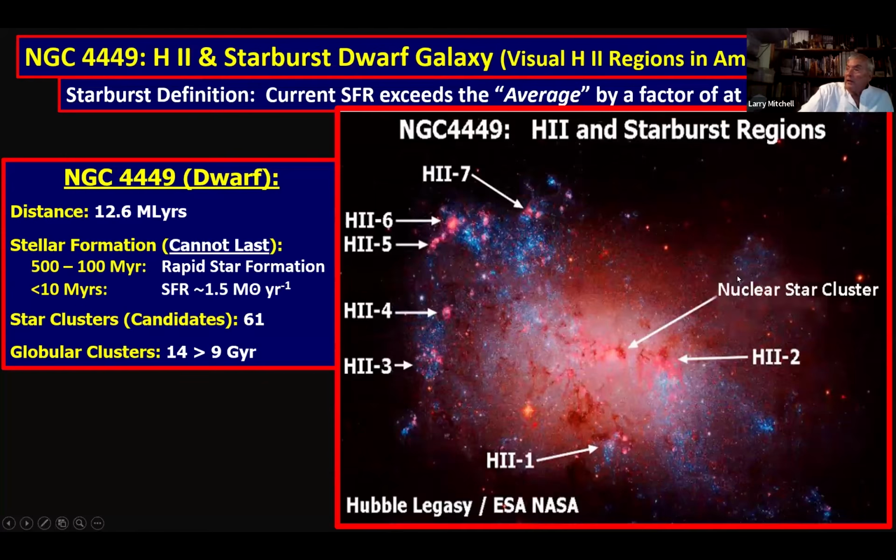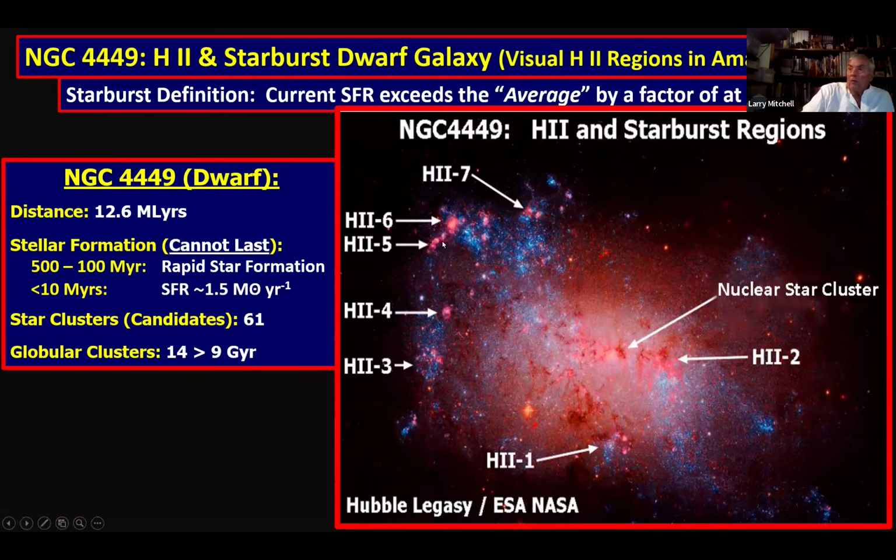And you see 4449 is one of my favorite objects. You could easily spend a night just looking at all of the detail within here. All of these H2 regions are visible in amateur instruments. This is a star here. But this is a nuclear star cluster, which is very bright. Probably the brightest feature in this whole galaxy is the nuclear star cluster right here. And this is a rapid star formation in these areas, and it cannot last. This galaxy is a dwarf galaxy. It's going to use up all of its gas in a short amount of time.